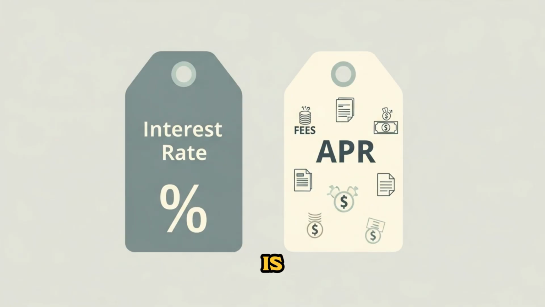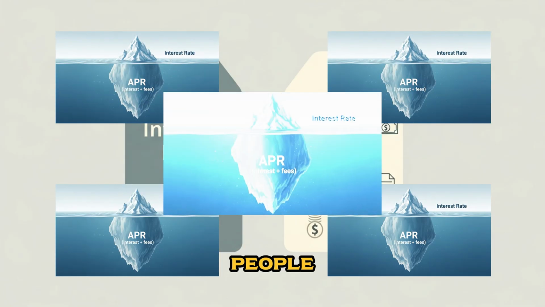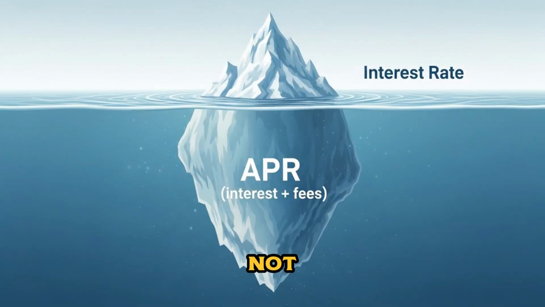The problem is, there's a lot of confusion around what each term really represents. Some people use them interchangeably, but that's not accurate. It can make it tough to compare loan offers and know you're getting a good deal. And let's be real, who doesn't want to save money on their loan? The lack of clarity around interest rates and APRs can lead to some costly mistakes.